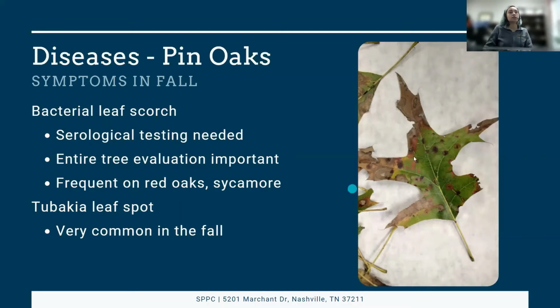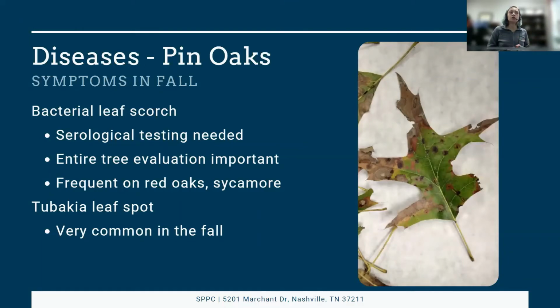Oftentimes we'll also see leaf spots associated with the leaf scorch. Tubakia leaf spot is another very common pathogen in the fall on red oaks. It's not a significant pathogen. The leaf spots are not something that I'm worried about, but the bacterial leaf scorch eventually will kill the tree. So keeping the trees as healthy as possible, depending on their age, is important when we suspect we have bacterial leaf scorch in the landscape.